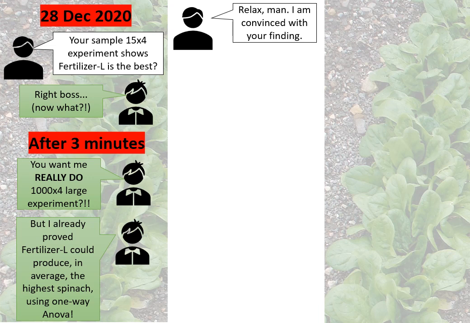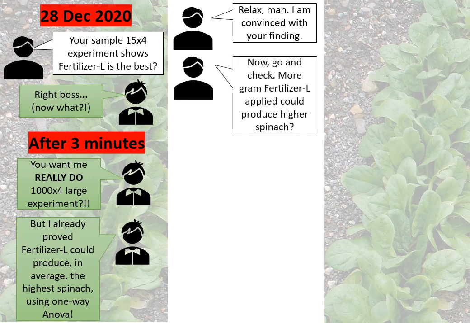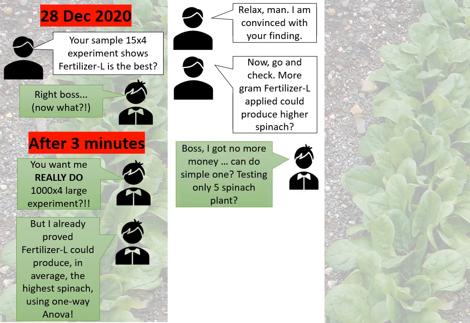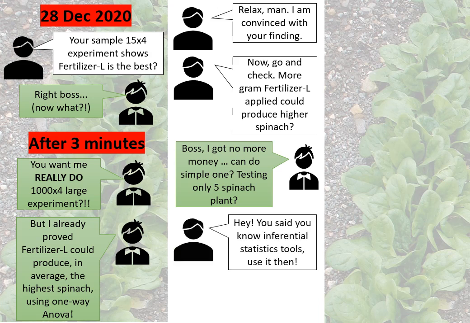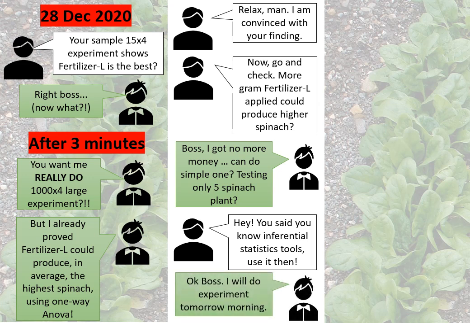Boss: Relax, man. I'm convinced with your findings. Now, go and check. If I put more fertilizer L, could it produce higher spinach? Staff: Oh, boss, I got no more money. This time, can I do a simple one, like just testing only 5 spinach plants? Boss: Hey, you say you know inferential statistics tools. Use it then. Staff: Okay, boss. I will do the experiment tomorrow morning. I promise. It is tomorrow morning, Wednesday.